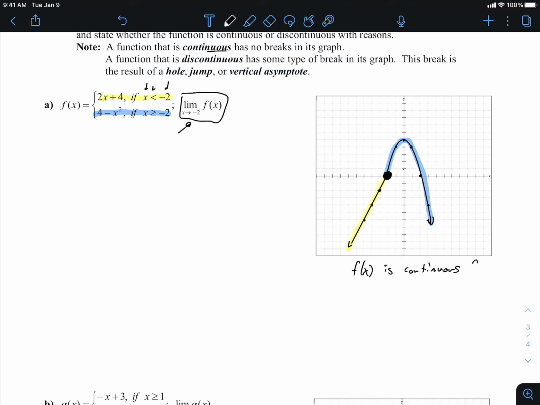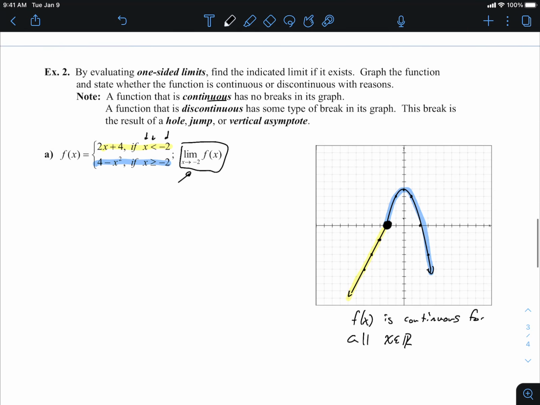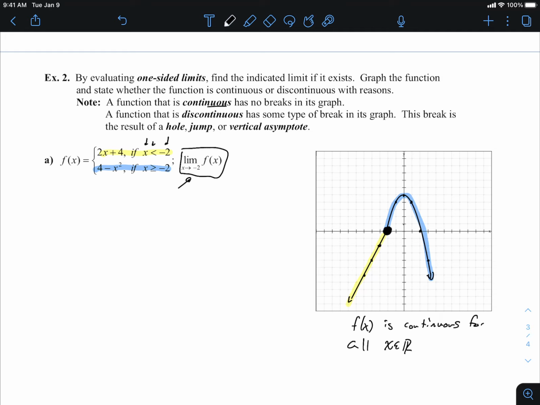It's continuous for all x; any x values are part of the real numbers. That's what's nice about graphs: you can visually see that. Whereas if we were to do the algebra, and the algebra is good too, you just evaluate on both sides of the limit. I'm going to see what's happening on the left side of x equals -2, and what happens on the right side of -2.